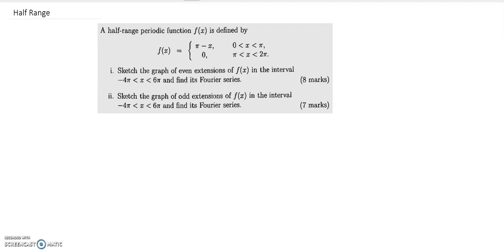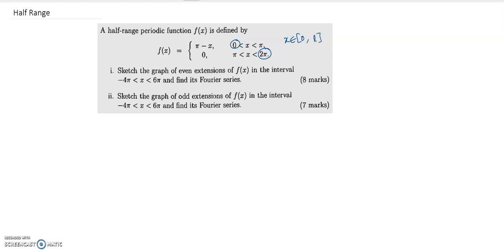All right, so this is a past year final exam on Fourier series. So we have a half range periodic function here. We know that this is half range by looking at the interval, so we have 0 to 2 pi. So basically our x is from 0 to L, so half range.